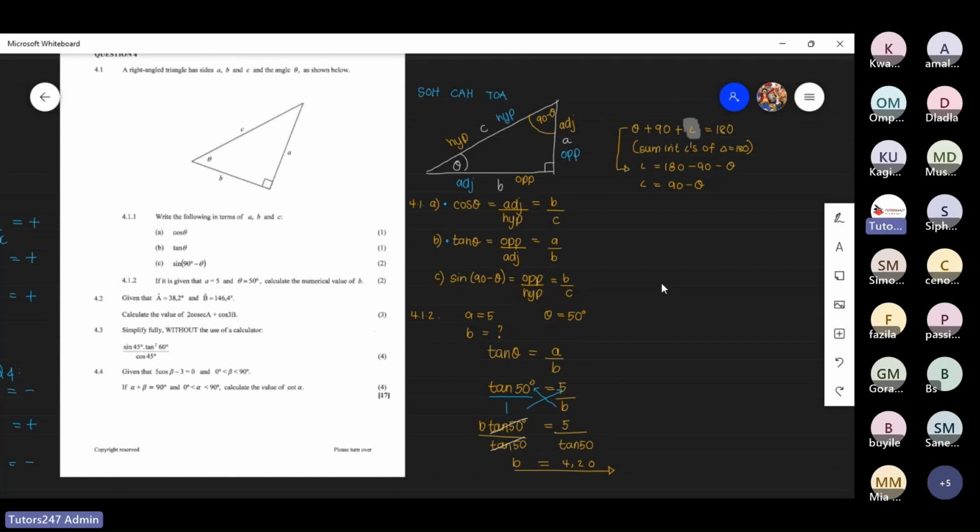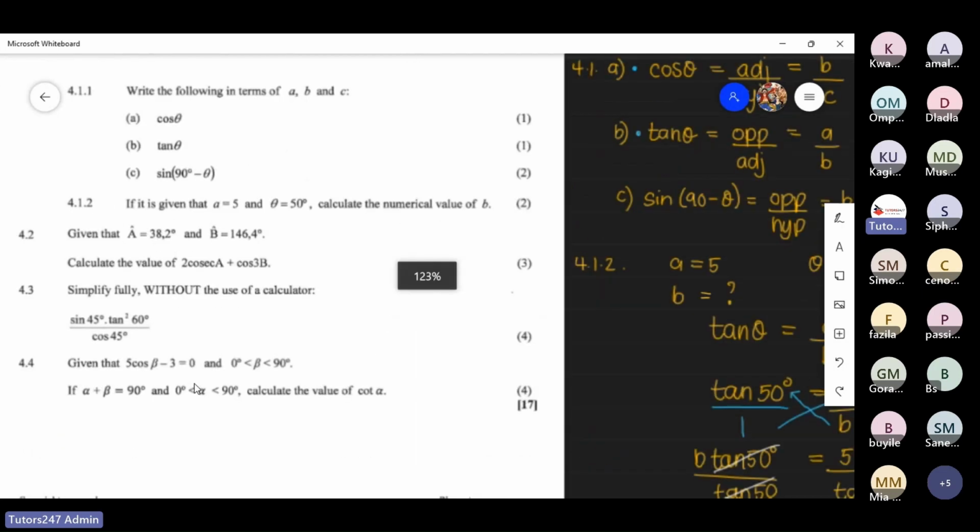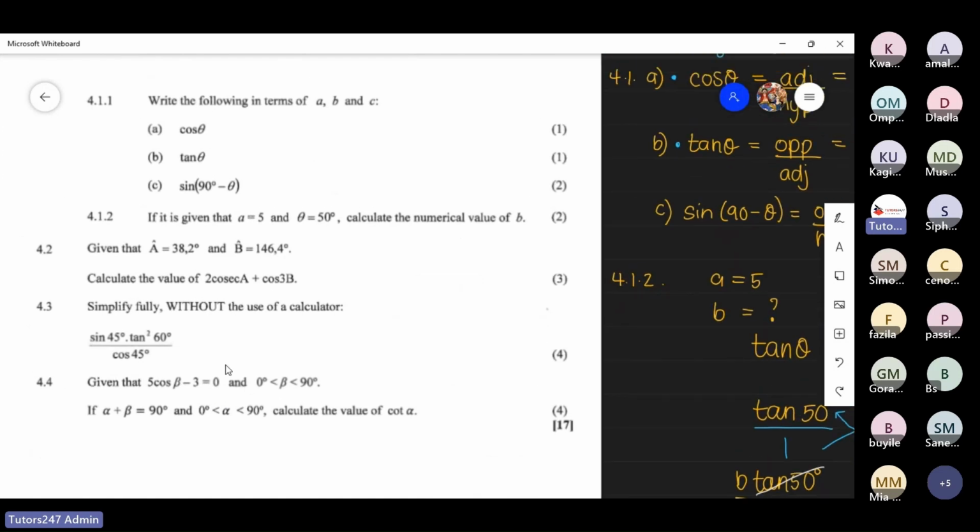Okay, so in the question, let me just go back to the question. In question 4.1.2, it is given that a equals 5 and theta equals 50. So that value came from the question itself. All we needed to do in order to find tan theta was to substitute that value of 50. Are you okay with that, Zenobia? Yes, thank you. I understand.